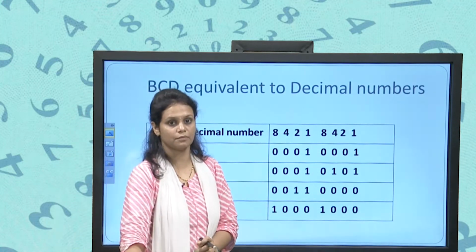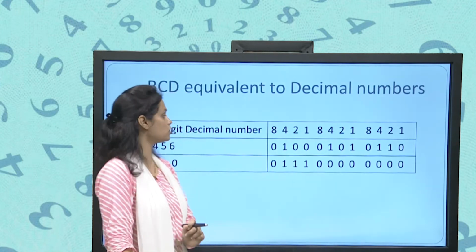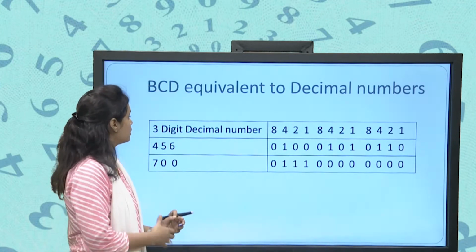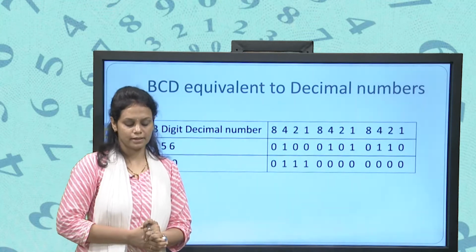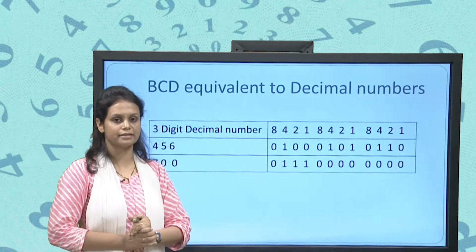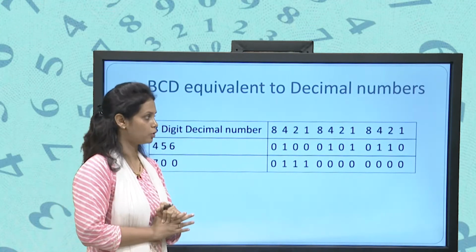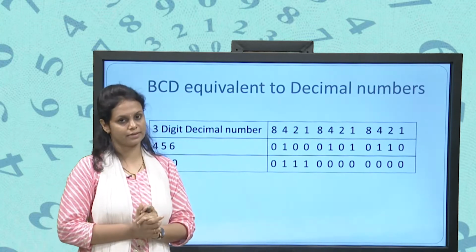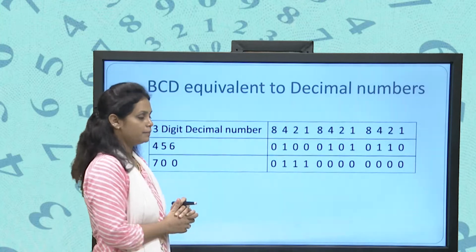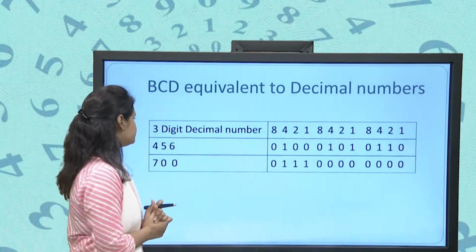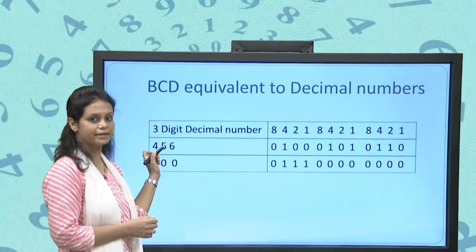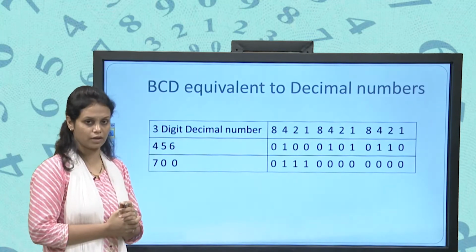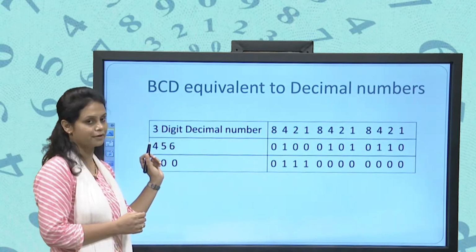We will see some more examples, okay, so you will get your idea clear. Next we will see the example of a 3-digit decimal number, and we are going to convert this 3-digit decimal number to binary coded decimal, fine, to the BCD. Now see, we have the first number, that is 456.